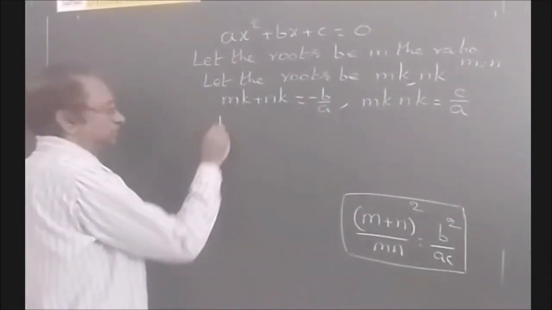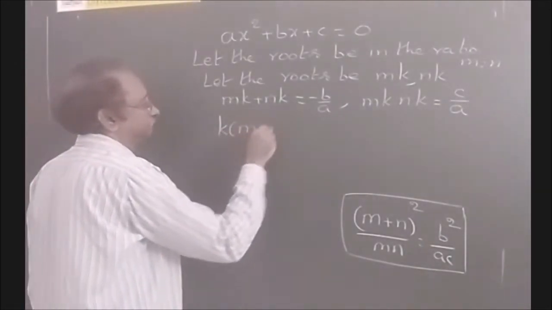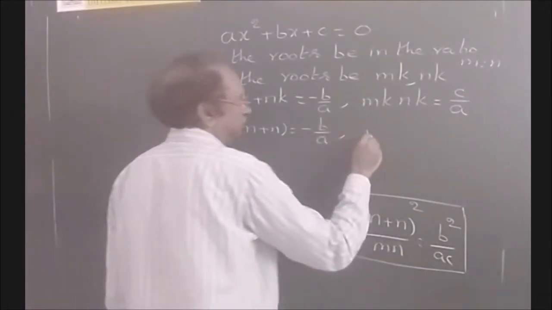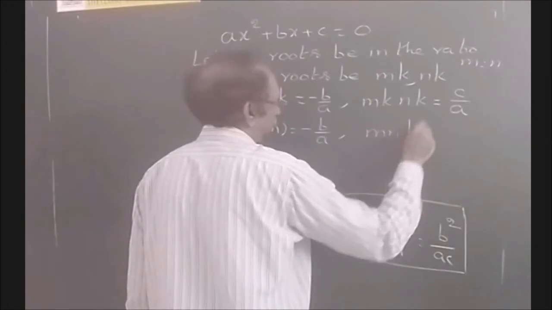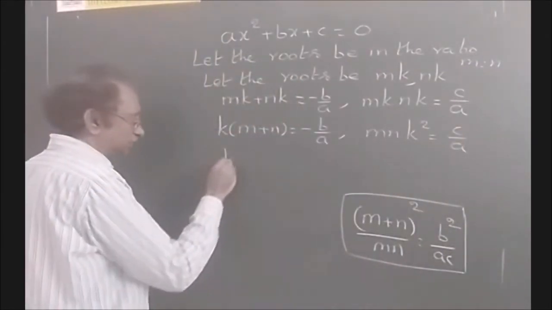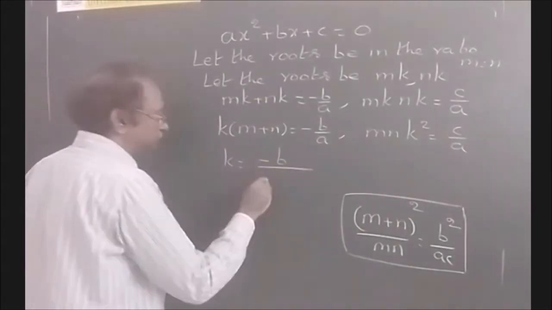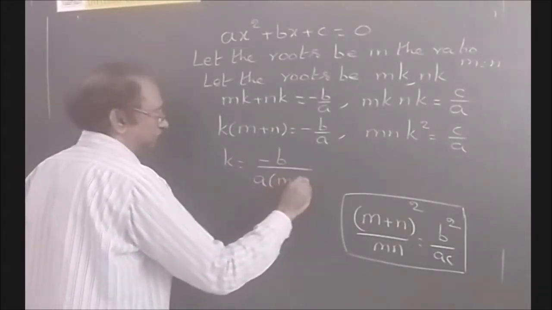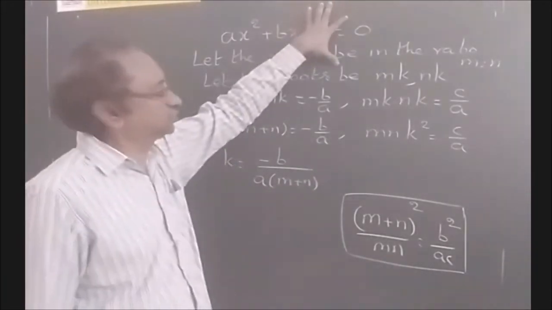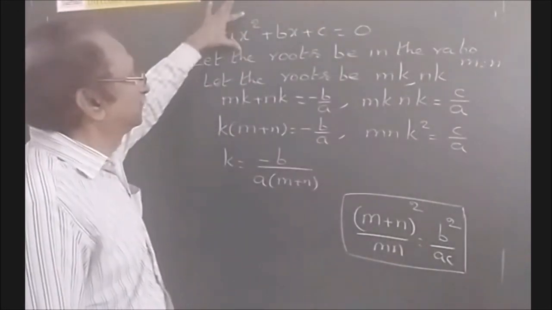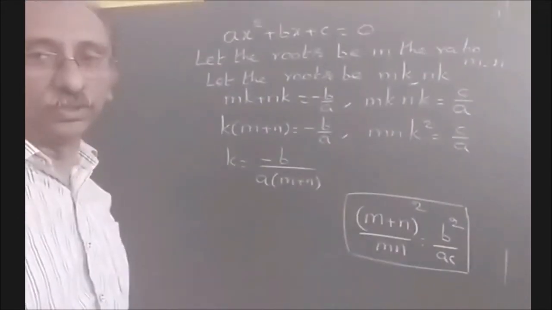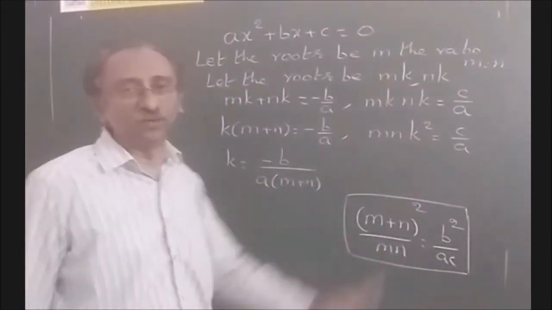And therefore this is k into (m plus n) is equal to minus b by a, and this is mn into k square is equal to c by a. And from this equation, k is equal to minus b by a into (m plus n). Now I want to eliminate k because there is no k in the actual information of the problem. What is the information of the problem? This is the quadratic equation and the roots are in the ratio m is to n. That is the only information.